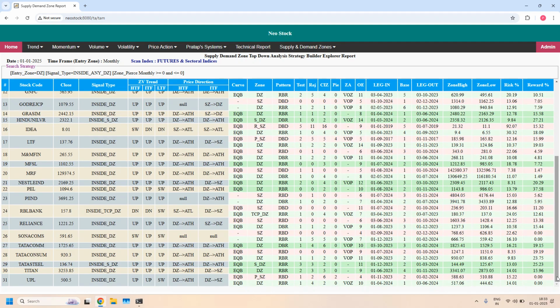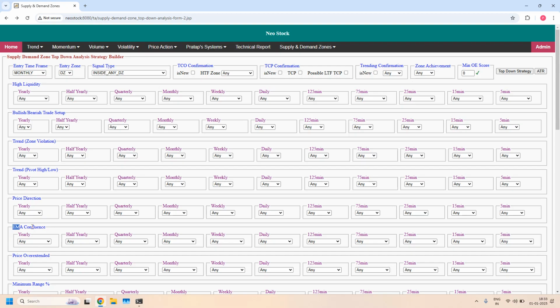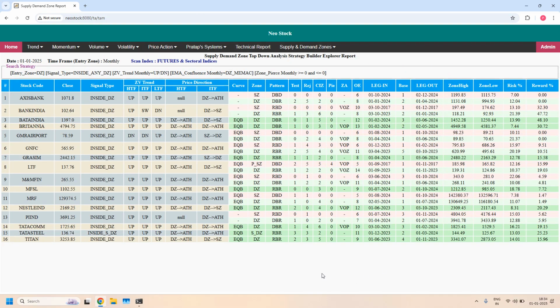Out of these 31, there could be some high probability setup supported zones based on the monthly EMA Confluence. So let's set the filter. In the EMA Confluence at monthly time frame, I am selecting the filter monthly demand zone having monthly EMA Confluence. But EMA Confluence makes sense only in the trending market but not sideways. That's why in the trend at monthly time frame, I am selecting up or downtrend but not sideways. So now 16 stocks are filtered. These 16 monthly demand zones are having monthly EMA Confluence.